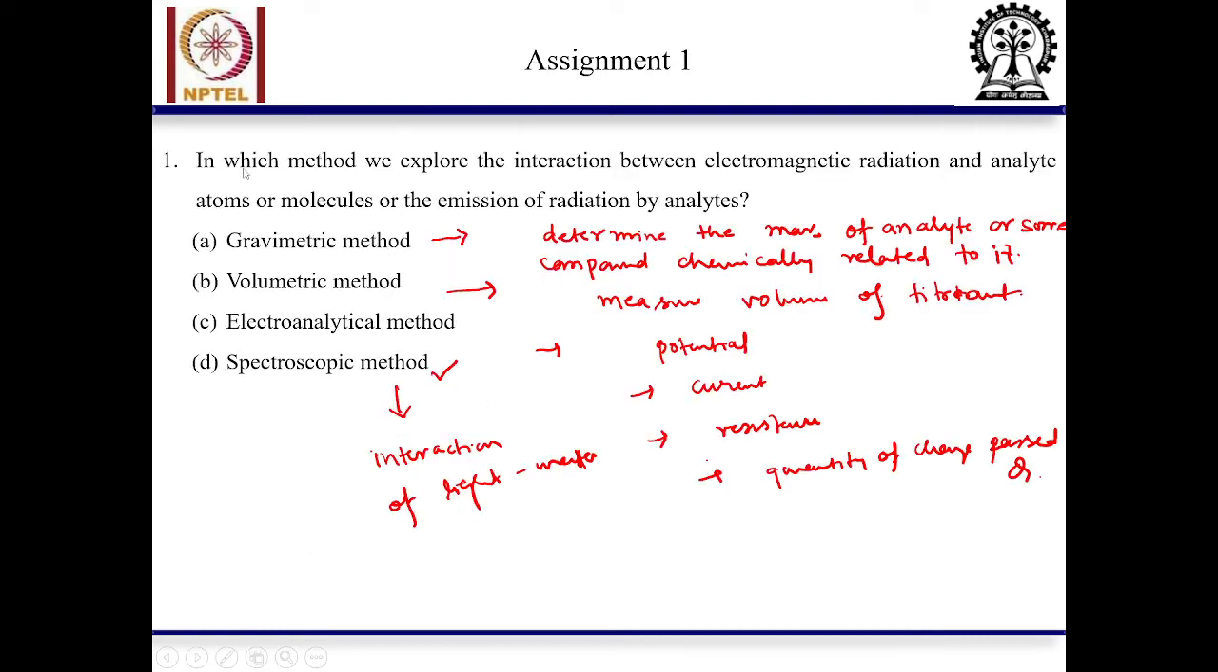So first it says that in this method we explore the interaction between electromagnetic radiation and the analyte, atoms or molecules, or the emission of the analyte. We know that in gravimetric analysis we determine the mass of the analyte or some compound chemically related to it. In the volumetric method, we measure the volume of the titrant. In the electroanalytical method, we measure the potential, current, resistance, and quantity of charge passed. In the spectroscopic method, we deal with the interaction of light and matter. So the answer is the spectroscopic method.